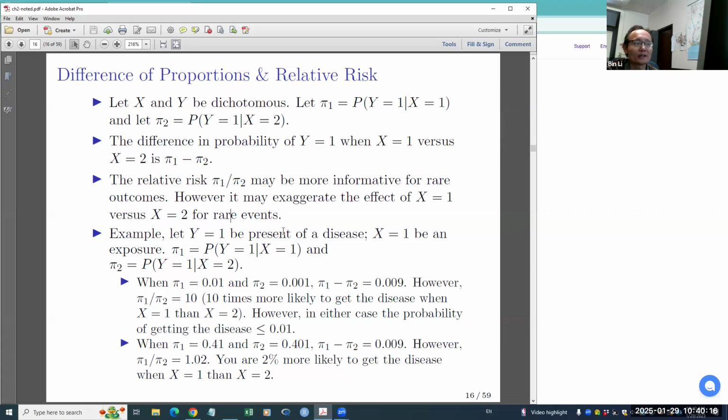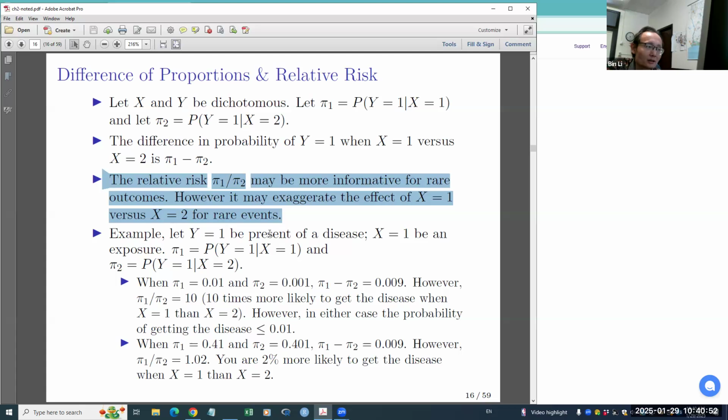Okay, and which one is better? It really depends on different situations. For the relative risk, this one is maybe more informative if that disease or that outcome is rare. Then using the ratio may be better. But sometimes you can output both, present both. Okay, and let's see an example.